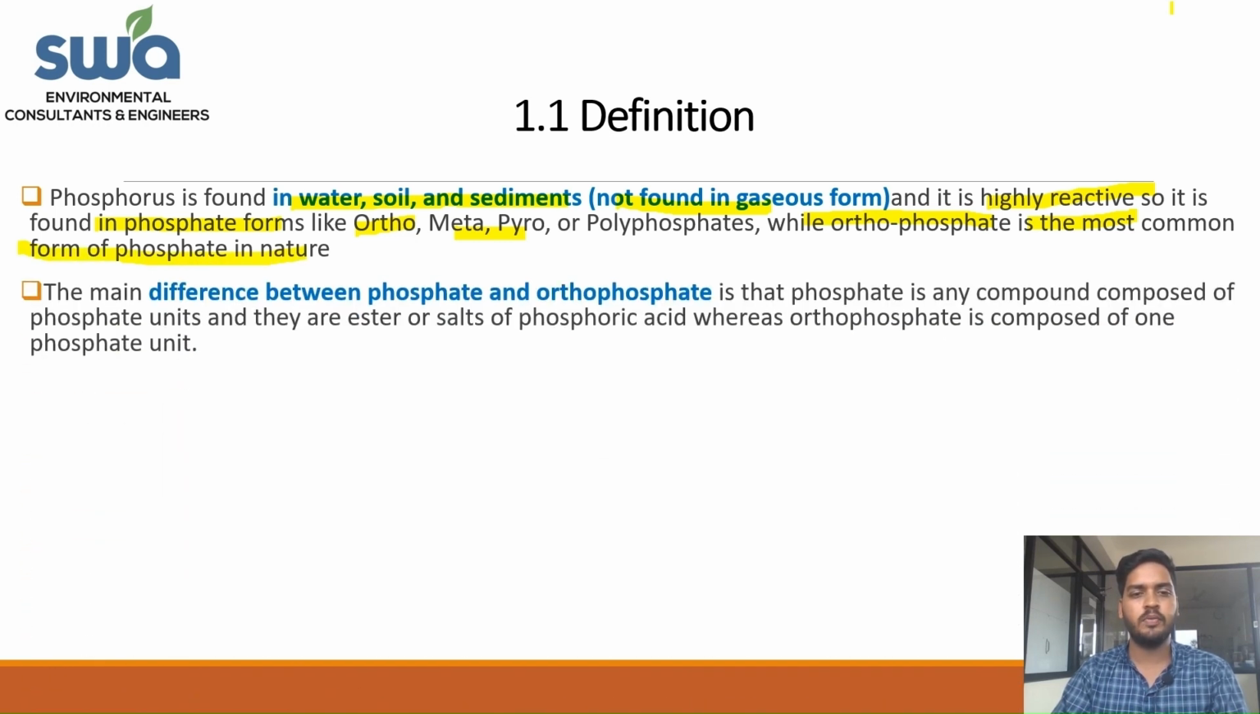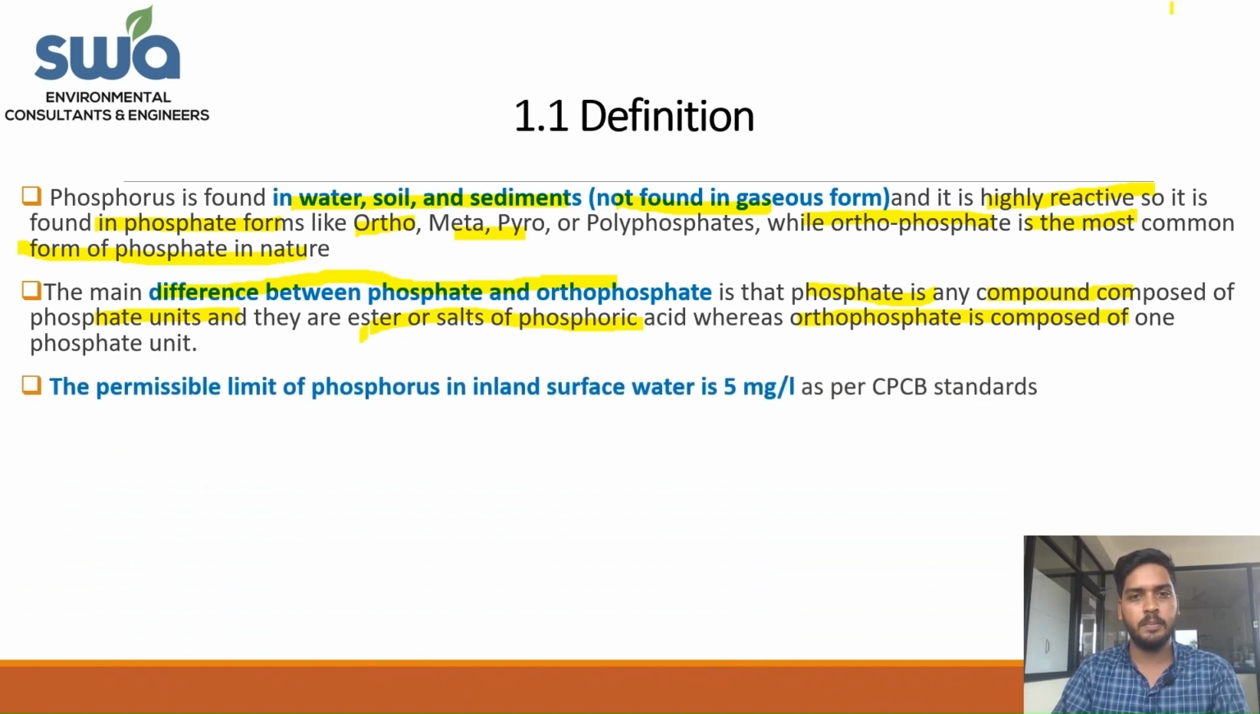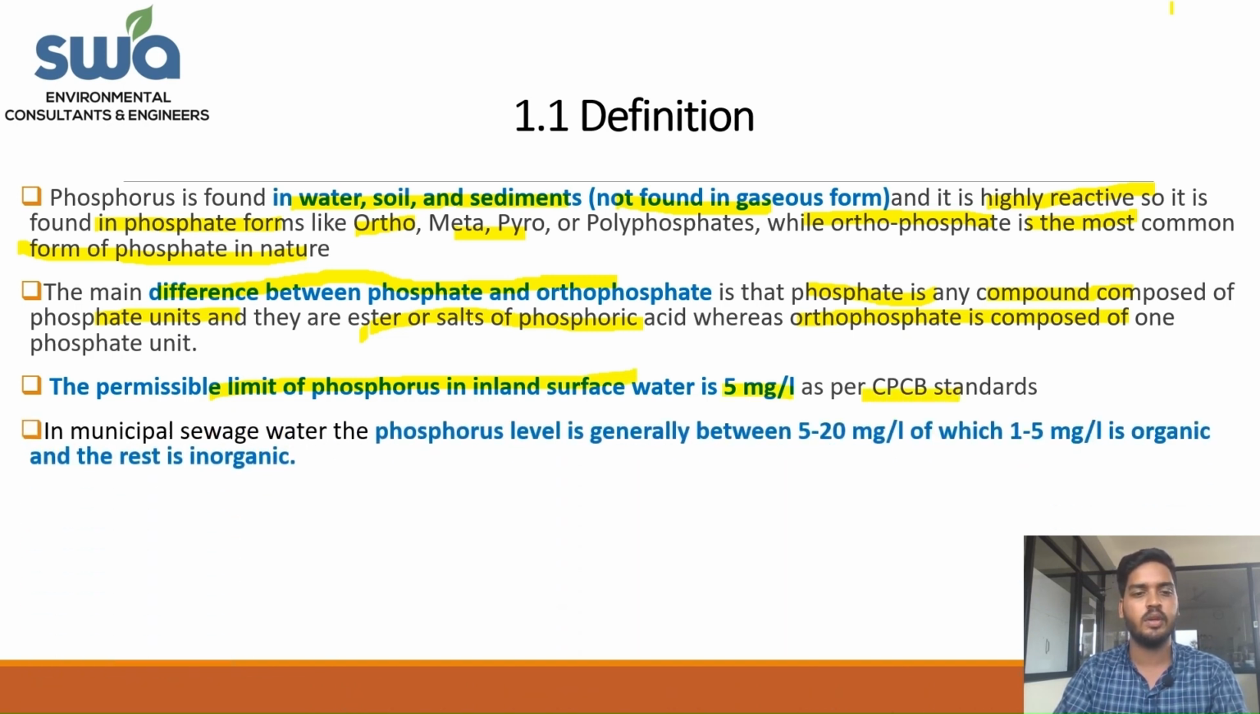The main difference between phosphate, meaning other phosphates, and orthophosphate is that phosphate is any compound composed of phosphate units. They are sometimes esters or salts of phosphoric acid, whereas orthophosphate is composed of only one phosphate unit. The permissible limit of phosphorus in inland surface water is 5 mg per liter as per CPCB standards. In municipal sewage, the phosphorus level is generally between 5 to 20 mg per liter, in which 1 to 5 mg per liter is organic and the rest is inorganic.